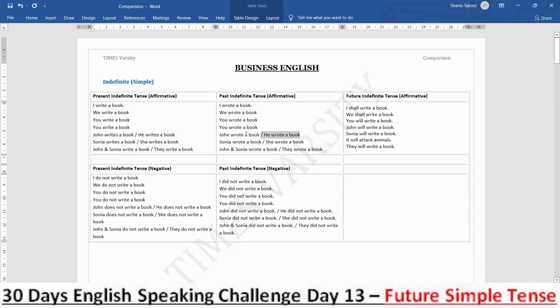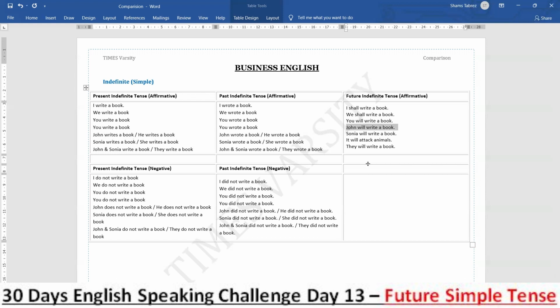Yes, in past indefinite: John wrote a book. Next here: John will write a book. Yes, John will write a book.